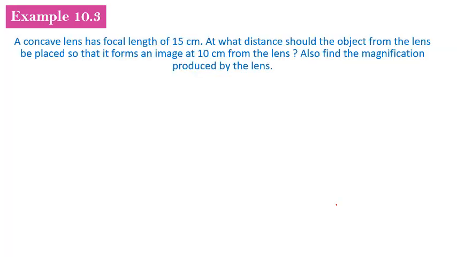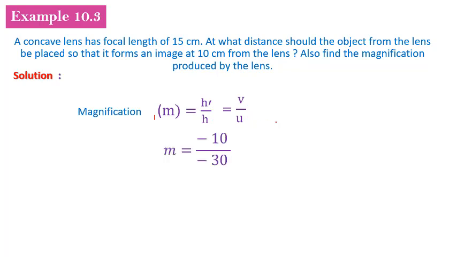Now you also have to find the magnification of the lens. Okay, the magnification is given by m equals h dash by h equals v by u, not minus v by u, keep in mind. Now you already know the value of v and the value of u, so you can directly use m equals v by u, which is minus 10 by minus 30, which is positive 1 by 3, plus 0.33.